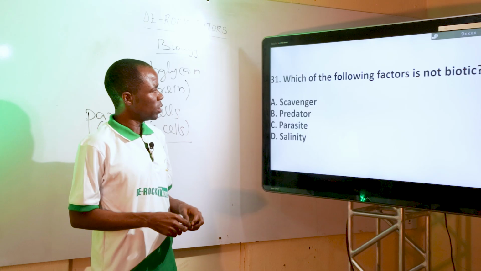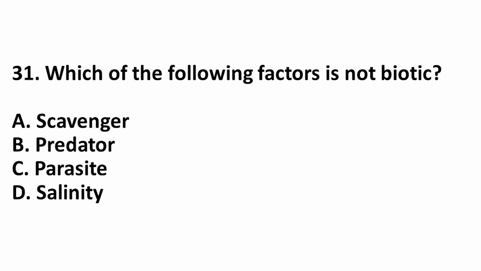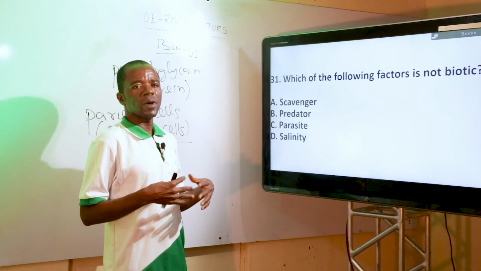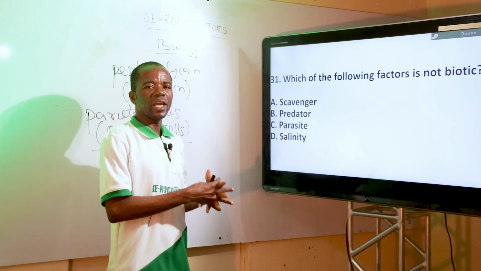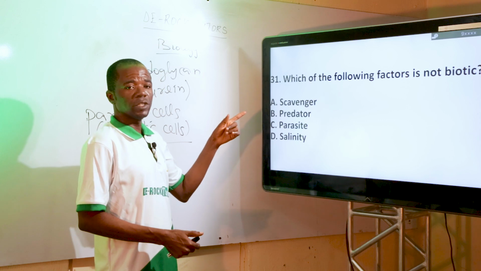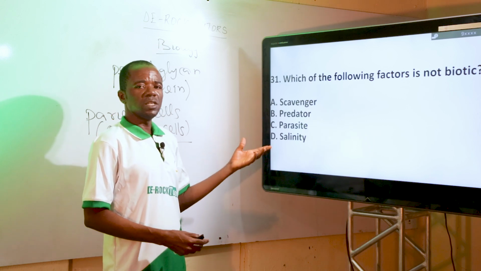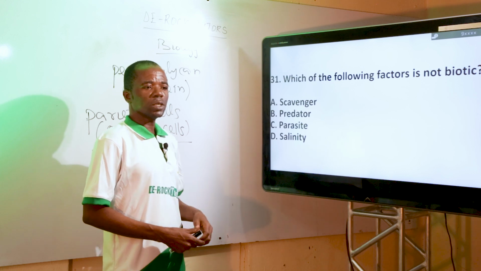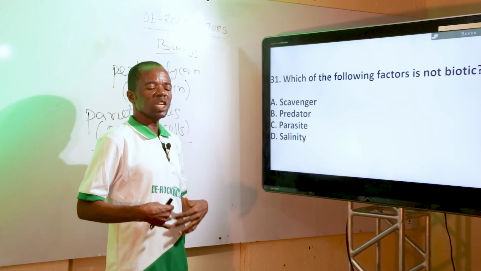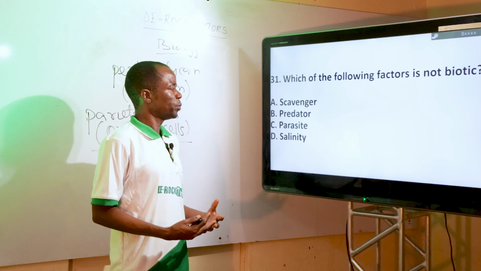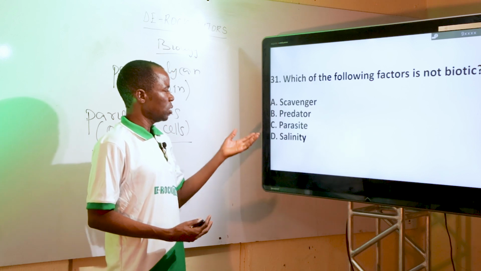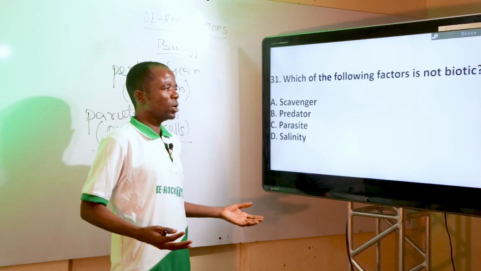So let's go to number 31. Which of the following factors is not biotic? I just said moments ago that a biotic factor is talking about a living component of an ecosystem. A scavenger is definitely biotic, because an example of a scavenger is a vulture. Predators, lions are predators. Even human beings are also predators. That's biotic. A parasite like tapeworm is also biotic.